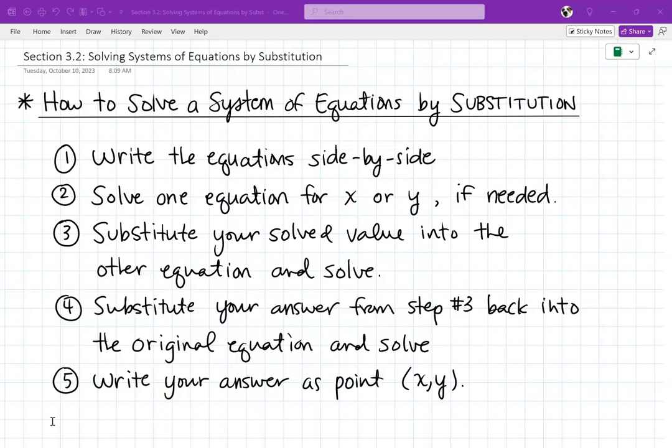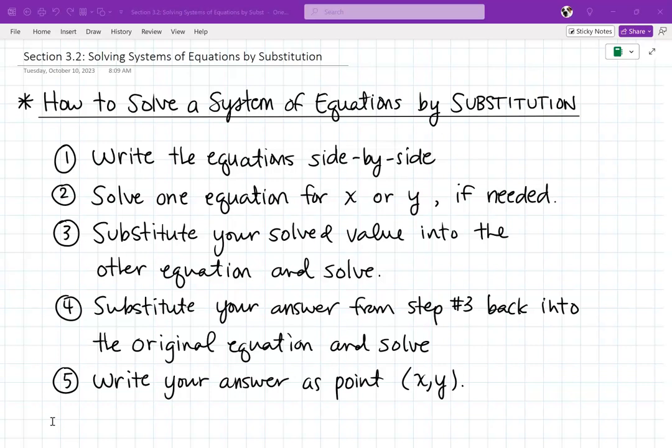Step 3, substitute your solved value into the other equation and solve. So if you solve for y in one equation, you're going to take all that information and plug it into the other equation, and you're going to solve for the remaining variable. I know this doesn't make a lot of sense if you don't see it, but it'll make sense once we do it. Step 4 says substitute the answer you got in step 3 back into the original equation, and then solve again. Now you're going to solve for the second variable. And then step 5, write your answer as a point.